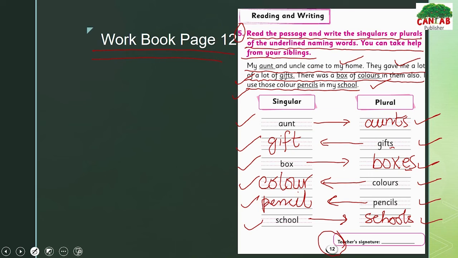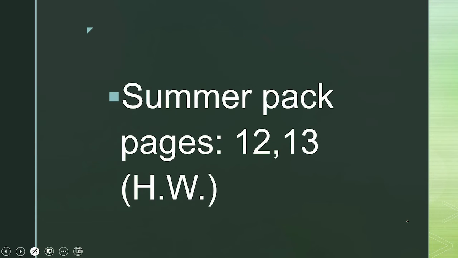Once you're done with page number 12, I would like you to look at the homework now which you have to practice at home. It's summer pack pages number 12 and 13. The activities mentioned on these page numbers are similar to what we have just done in the class. So if you find any difficulty during doing your homework, you can go back to this video and stop it wherever you like to, and then go over the concept once again. But I would love that you try to do that homework all by yourself without anybody's help.